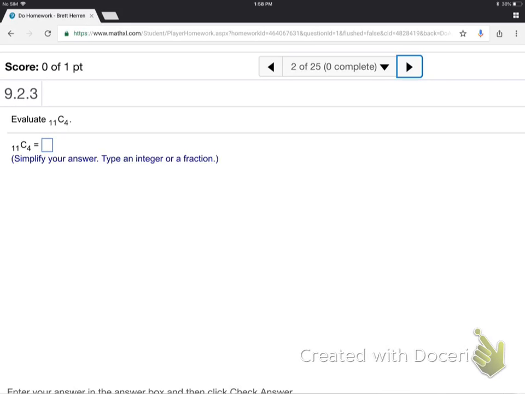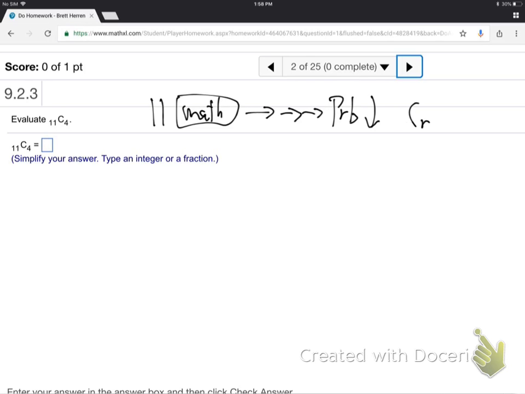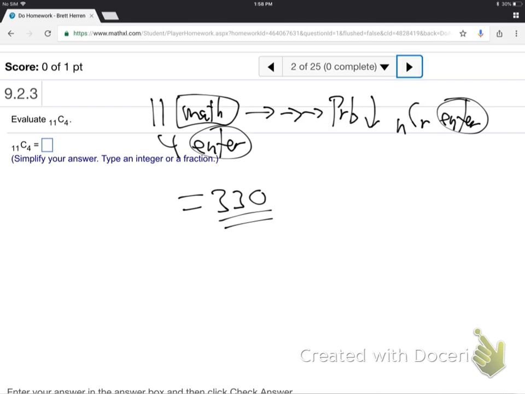That's combination. This section is all about permutations and combinations. So now the C, same kind of thing. You just do 11, and then you hit math, and go all the way across to the PRB menu. Go down to the NCR, combinations, and hit enter. And then put in the 4 and hit enter. So 11, math. 330? Y'all getting that? 330?